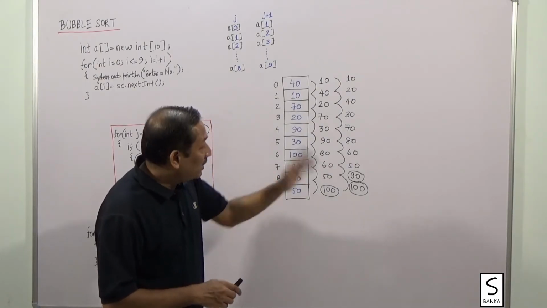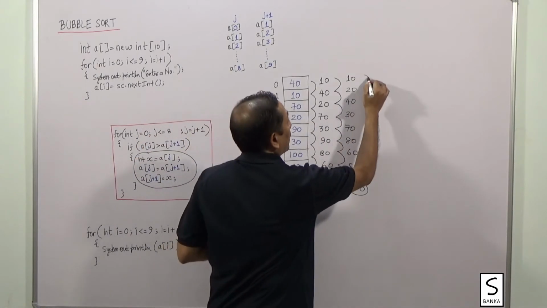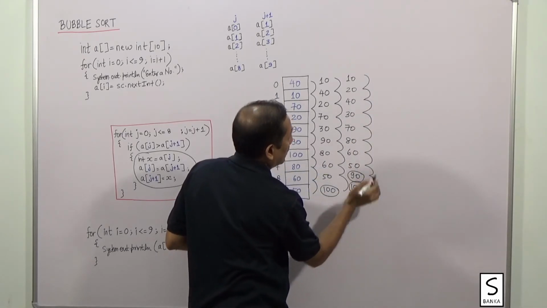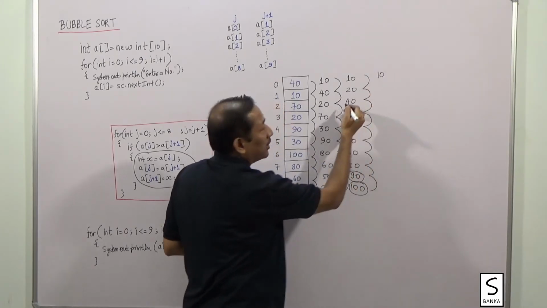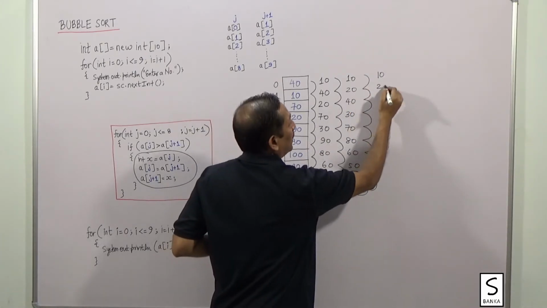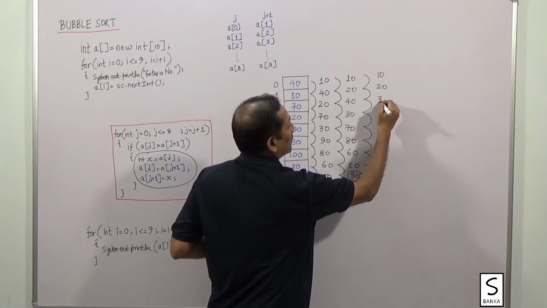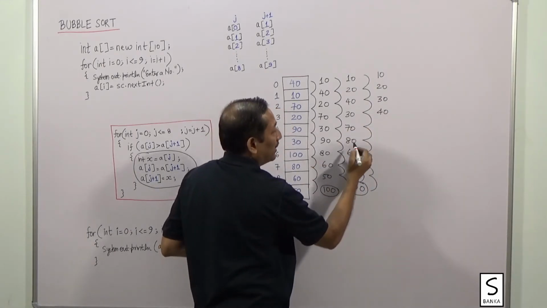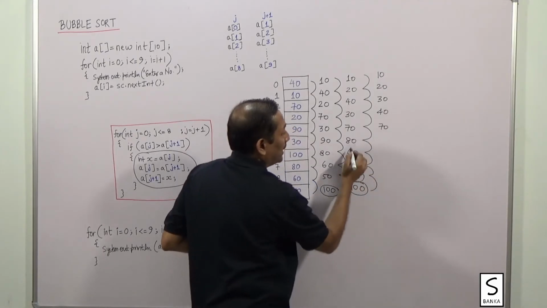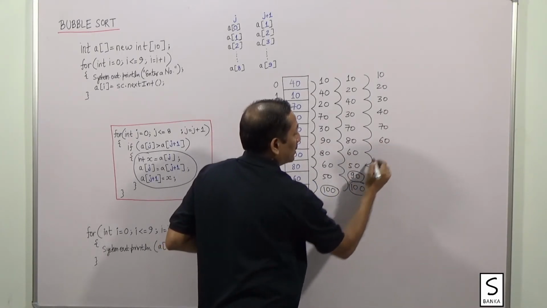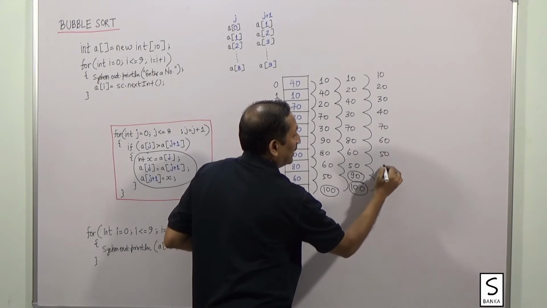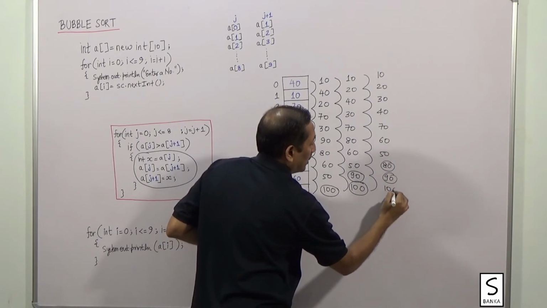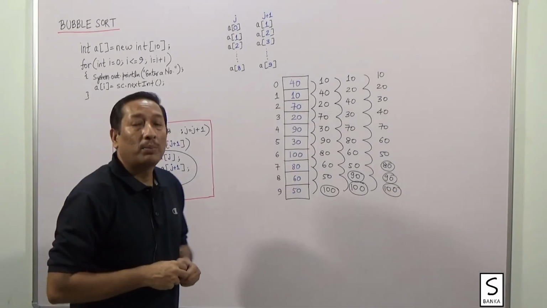Similarly, if I repeat the process one more time, is 10 greater than 20? No. Is 20 greater than 40? No. Is 40 greater than 30? Yes. Is 40 greater than 70? No. Is 70 greater than 80? No. Is 80 greater than 60? Yes. Is 80 greater than 50? Yes. And we will observe one more number is at its proper position.